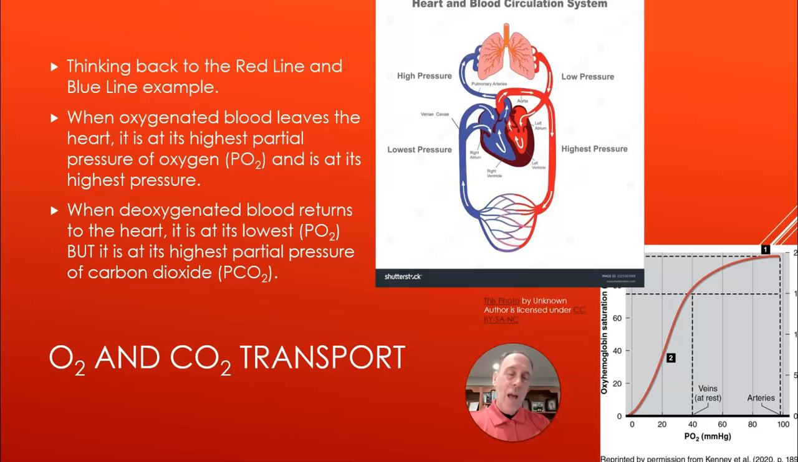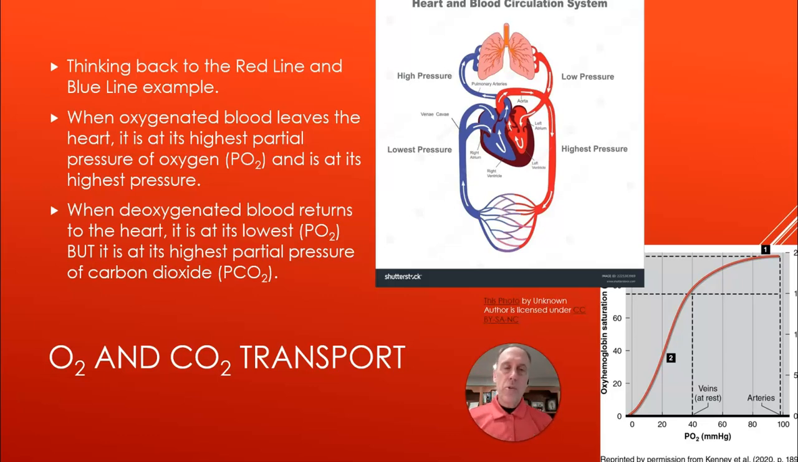What happens is the exact opposite with CO2. When we leave the heart, the ventricle on the left side, this will be the lowest point of partial pressure of CO2. As we go through and we're offloading oxygen and onloading CO2, we have more and more CO2. When we get to the right atrium, you're going to have the highest partial pressure of CO2. So notice how as we switch from red line to blue line, the pressure gets more.